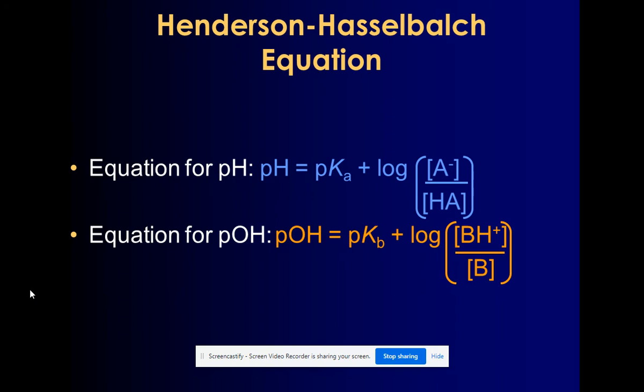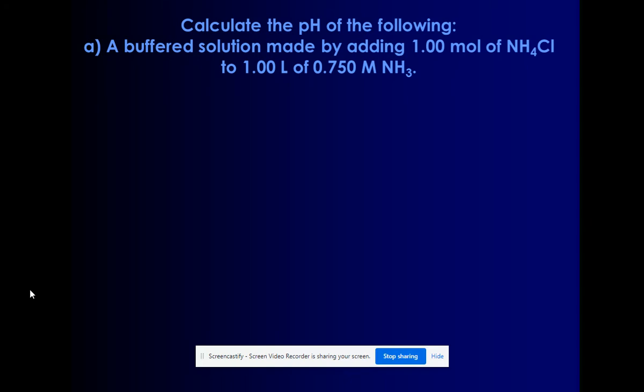If you take a Ka expression and solve for pH from the hydrogen, that's how you get this equation. I'm not going to go through the derivation right now. If you want me to show it to you, let me know and I'll put it up on Classroom. So I'm going to show you two ways to do part A.